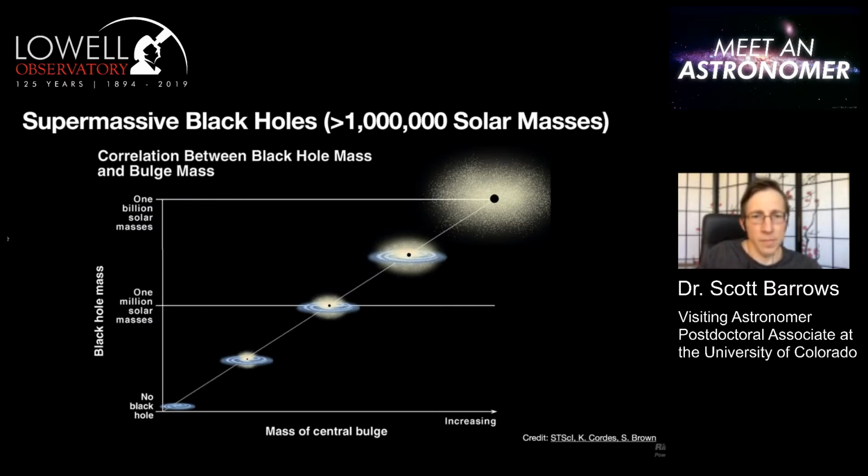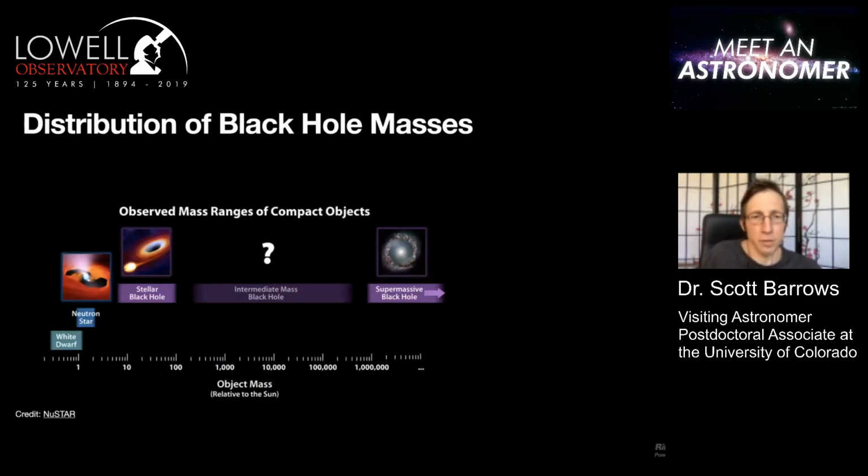And so now that we've talked about stellar mass black holes and supermassive black holes, we can observe them in this distribution of black hole masses. And that's the schematic here, which is created by the NuSTAR collaboration. NuSTAR is a hard X-ray telescope that is very efficient at finding black holes. And so what they're showing here is this mass range: we have white dwarfs and neutron stars we already discussed, but then stellar mass black holes. And then over on the opposite end, supermassive black holes.